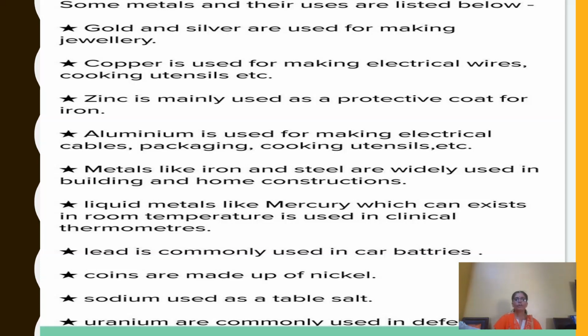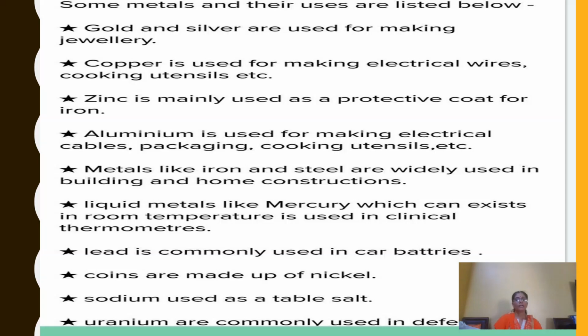Aluminium is used for making electrical cables, packaging, cooking utensils, etc. Electrical cables, due to its property of conductivity of electricity. Packaging, because it can be made into very thin foils by the property of malleability. It is used for cooking utensils because it has the property of conductivity of heat. Next, metals like iron and steel are also widely used in buildings and home constructions.